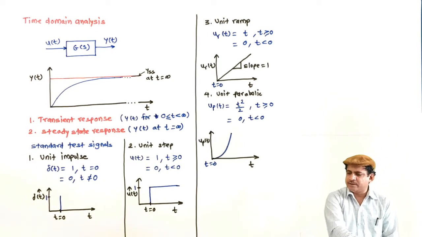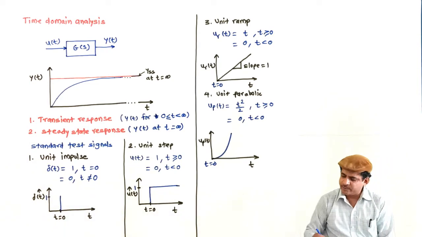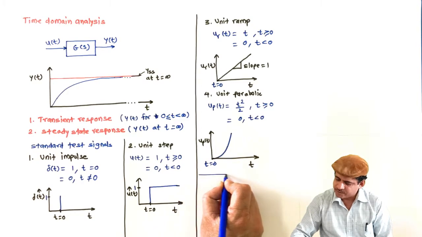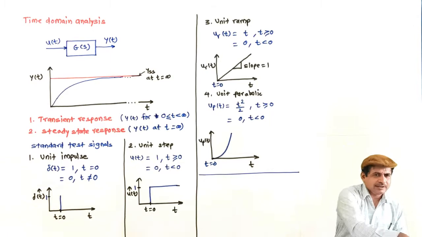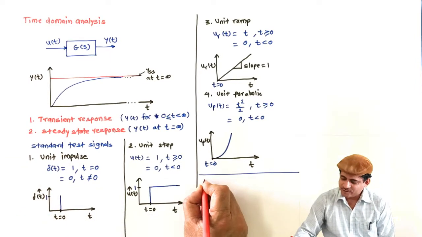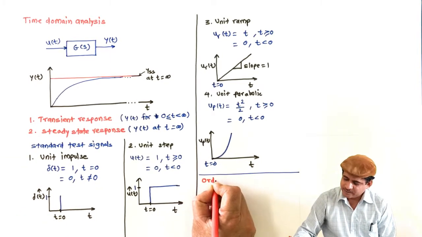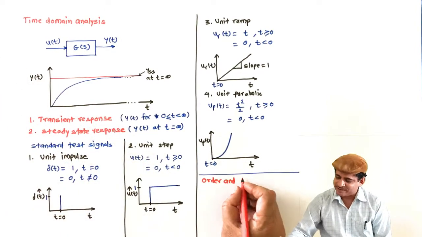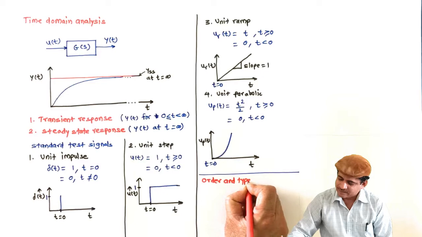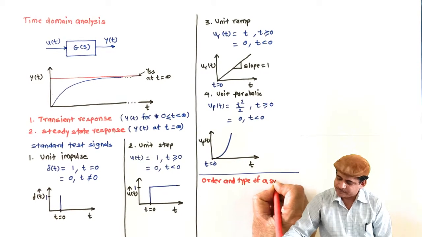Next topic of discussion will be order and type of a system. So all these are the prerequisites or the elementary material required for time domain analysis of a system.